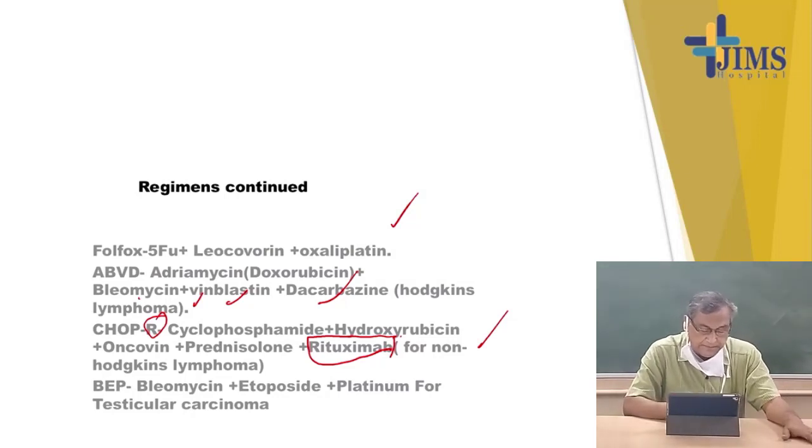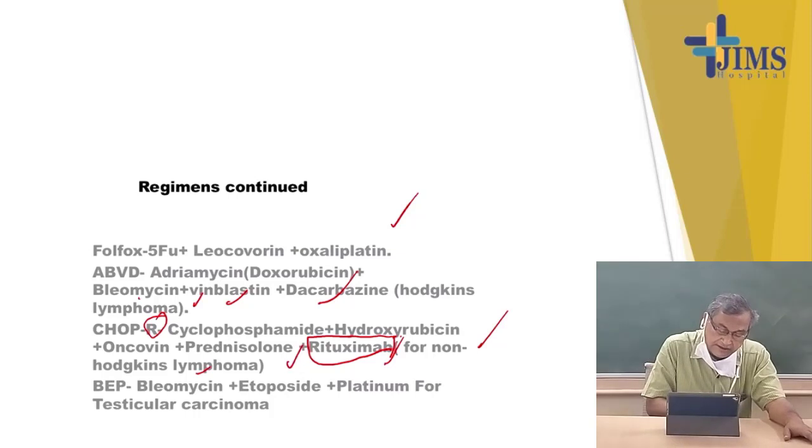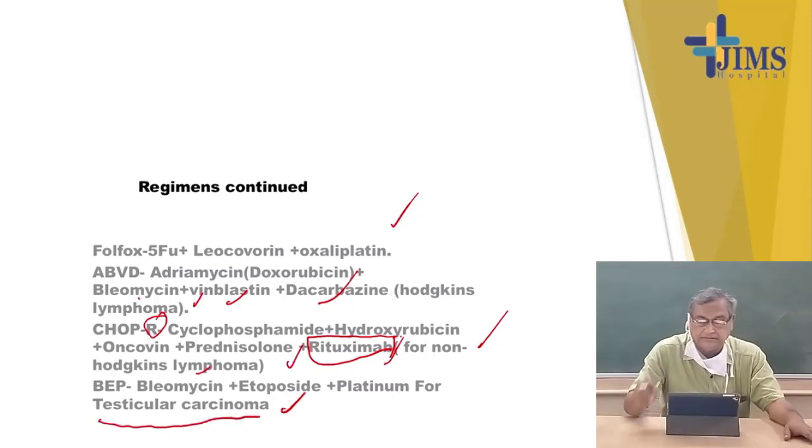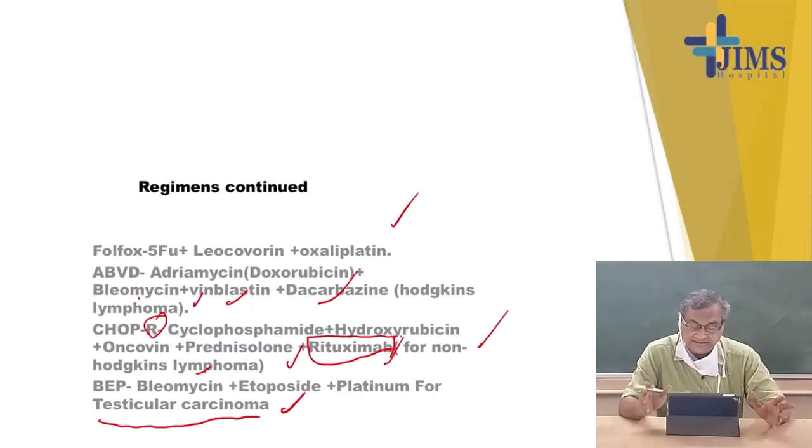BEP: B stands for bleomycin, E stands for etoposide, and P for platinum, and this particular regimen is used in the treatment of testicular carcinoma. So you have to remember these regimens and their short names so that you can easily use them in the treatment of different types of patients.